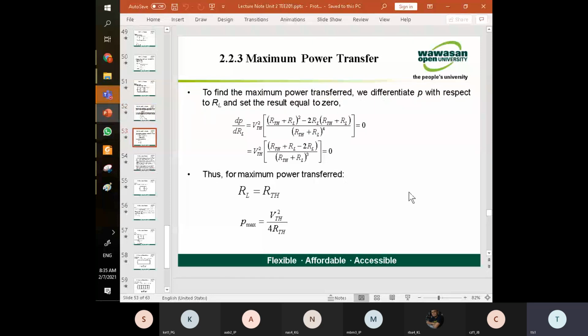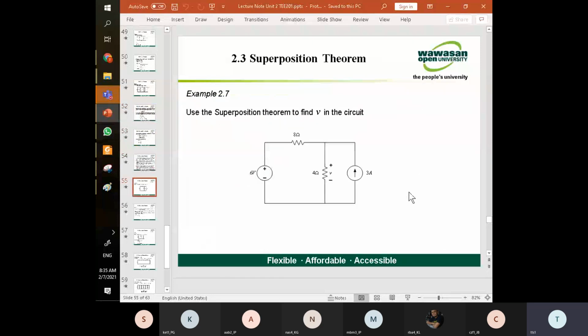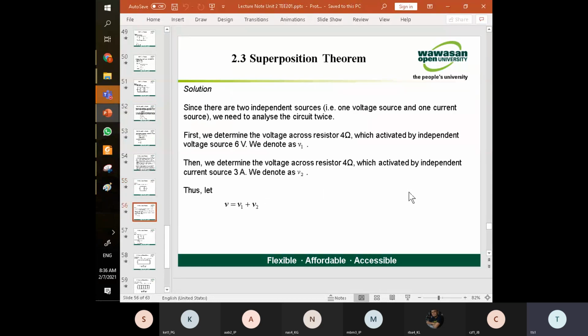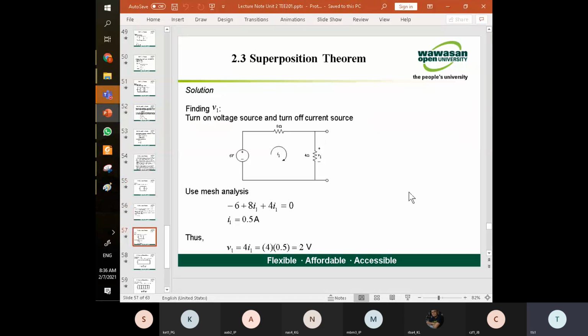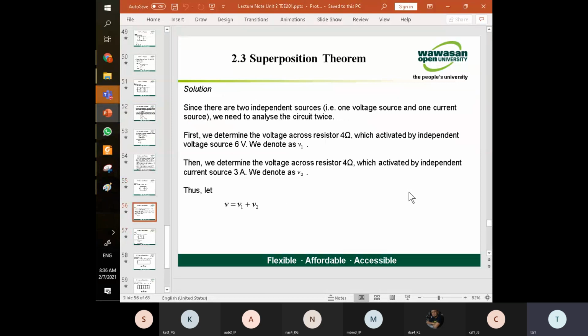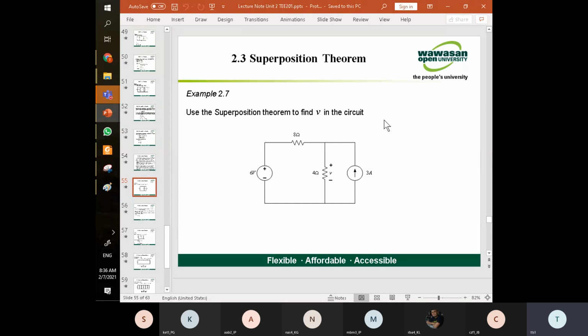So the next topic, I think, should be the last topic, right? It's called superposition. So what is this about? It's another theorem to help you analyze the circuit. In this superposition, there are two independent sources. We have one voltage source and one current source.